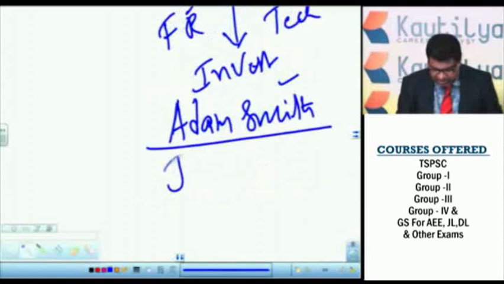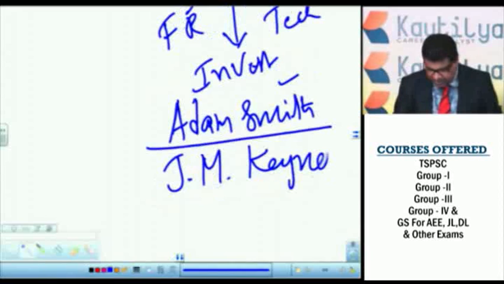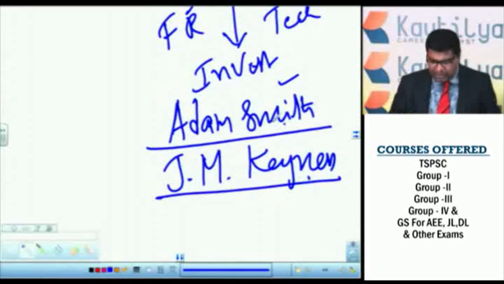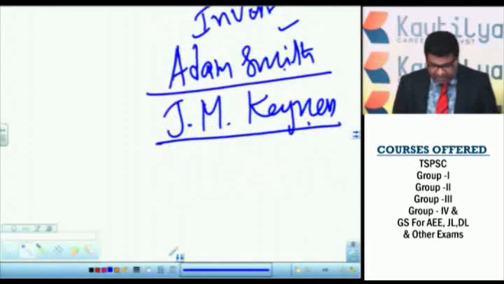And J.M. Keynes also gave importance to it. J.M. Keynes is the father of modern economics, and Adam Smith is the father of traditional economics. According to J.M. Keynes, the majority of the European countries became big giants because earlier they made substantial investments from different sectors, either the public sector or the private sector.